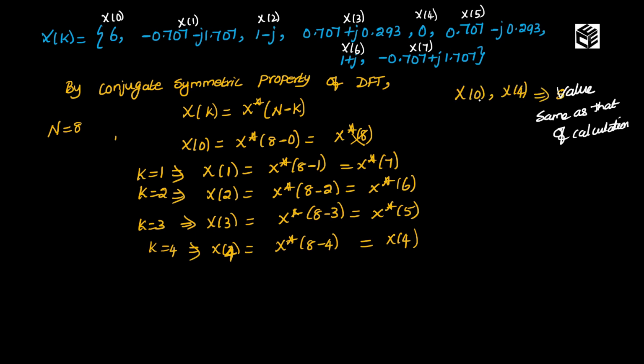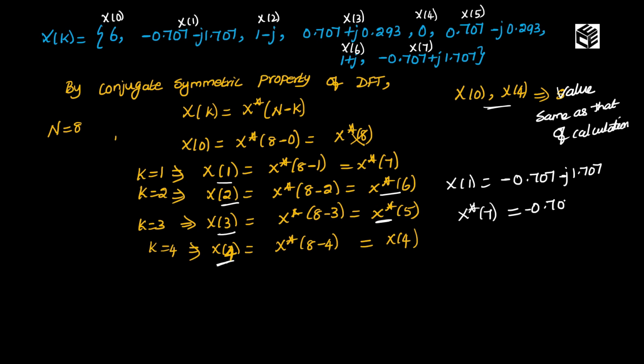As a whole, we can say that x of 0 value and x of 4 value does not change, but the value x of 1 is a complex conjugate of x of 7, x of 2 is a complex conjugate of x of 6, x of 3 is a complex conjugate of x of 5. For example, if the value of x of 1 is minus 0.707 minus j 1.707, then from this we can write the value of x of 7, that is minus 0.707 plus j 1.707. So these two values are equal.